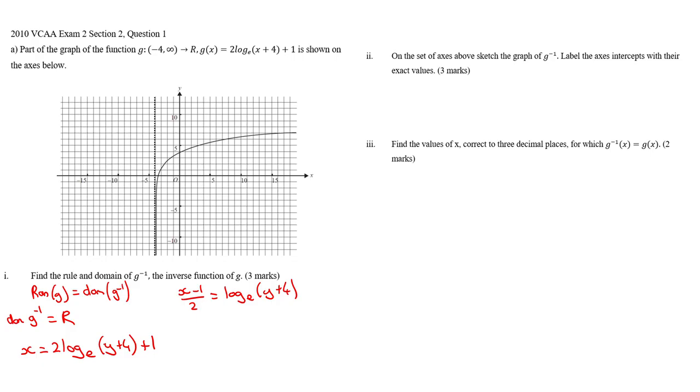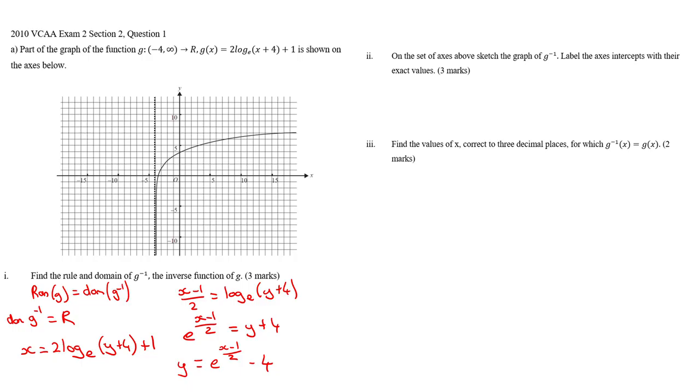The next step is to get y by itself. I'll use the understanding of the relationship with exponents. So that will give me a base of e to the power of (x minus 1) over 2 is equal to y plus 4. I want y by itself, so I take away 4, and that will give me e to the power of (x minus 1) over 2, take away 4.